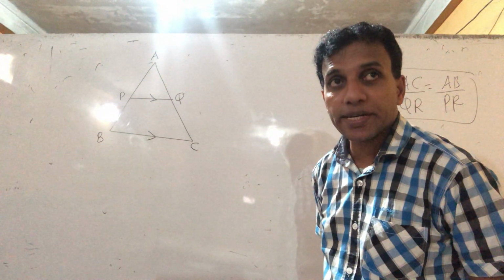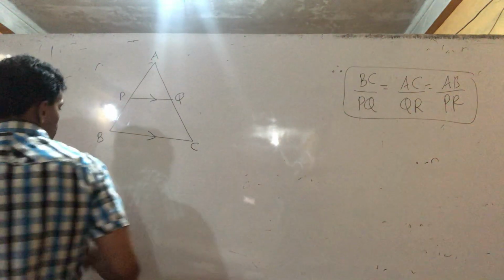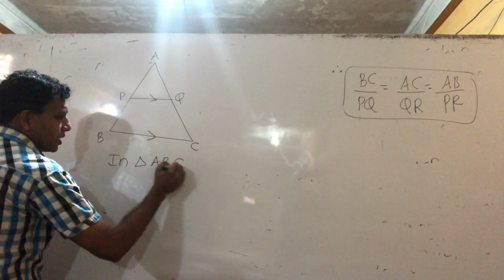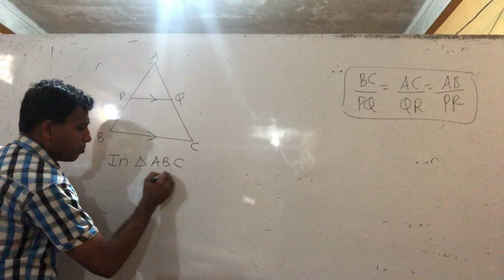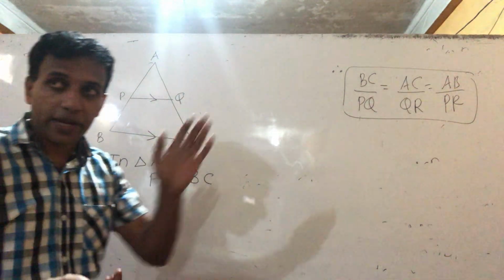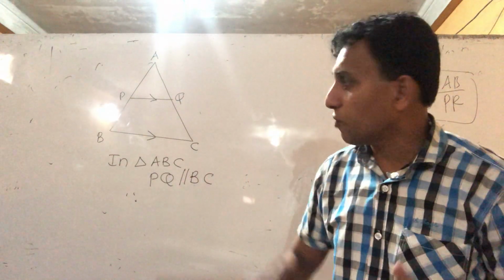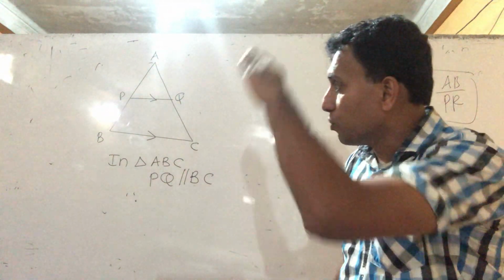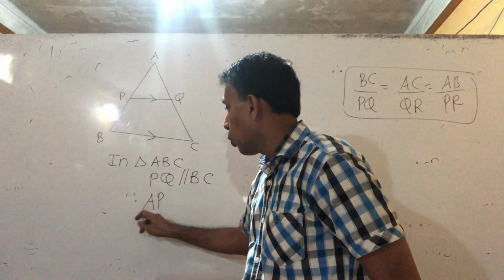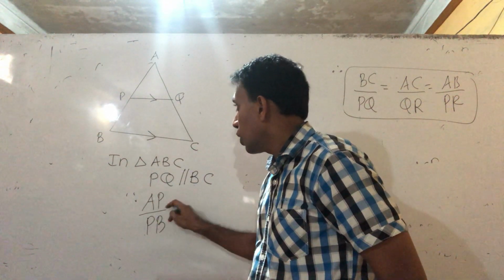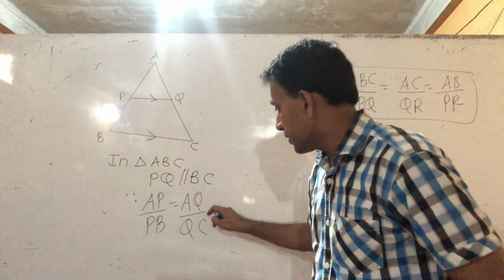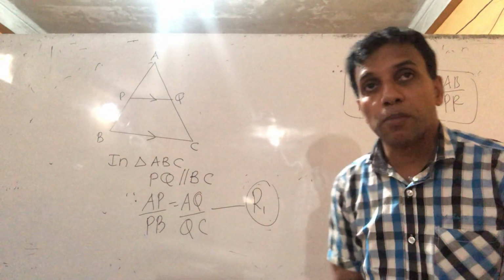What are the results we can collect from this diagram? Okay, see, in triangle ABC, PQ parallel to BC. Therefore what? As we learned in many last videos, in a triangle, if a line is drawn parallel to a side, it divides the other two sides proportionally. You have got that? AP over PB equals AQ over QC. We worked many questions on this. I call this result number one, right?